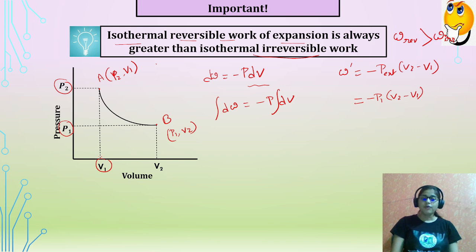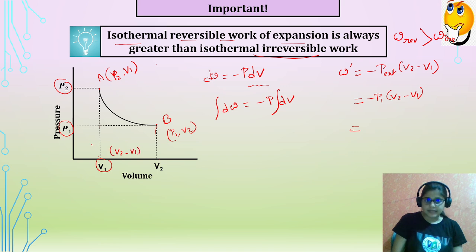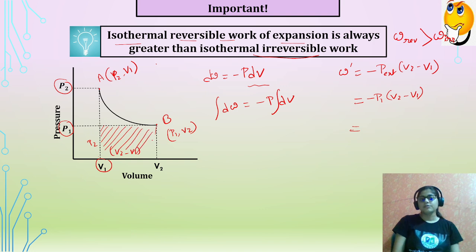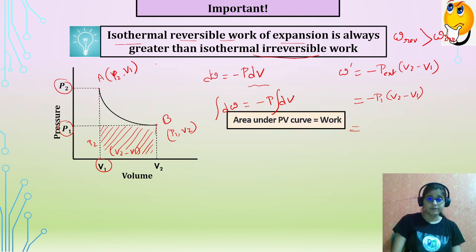So what will it be? This is actually the area for this portion, right? This is the P2 value, and this is V2 minus V1. And this is P2. So if we multiply these two, this is the area, right? So this will be the area for the irreversible case.